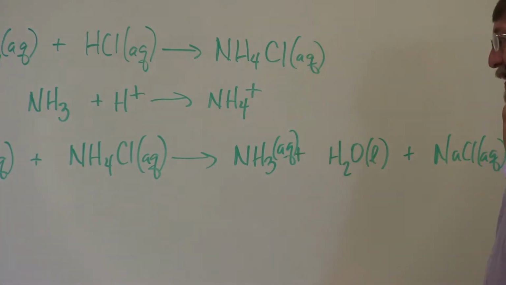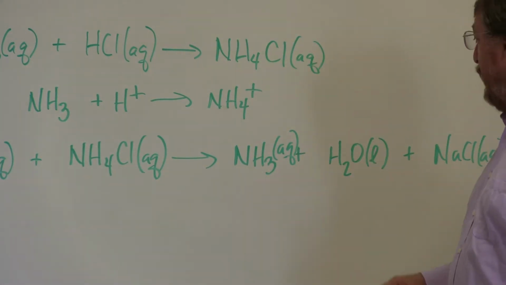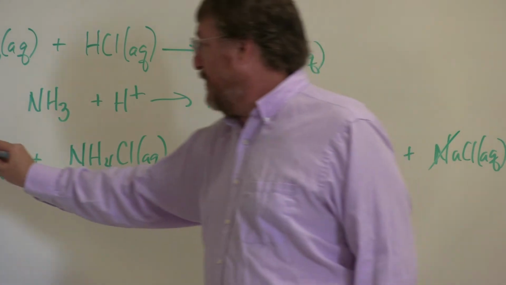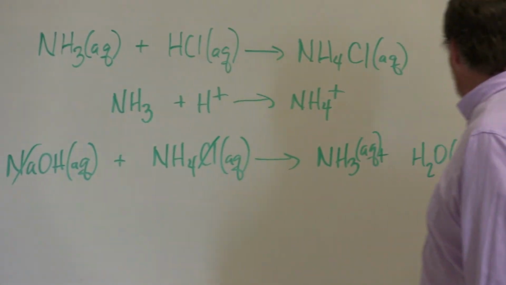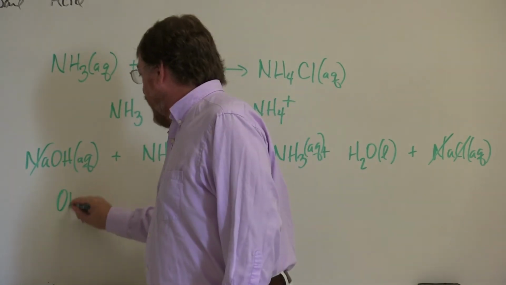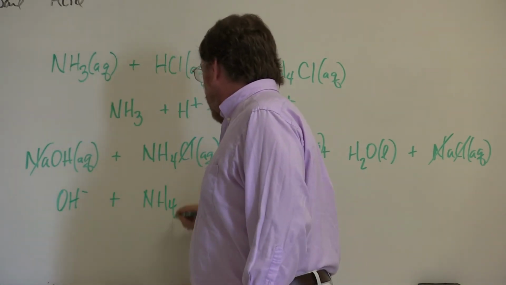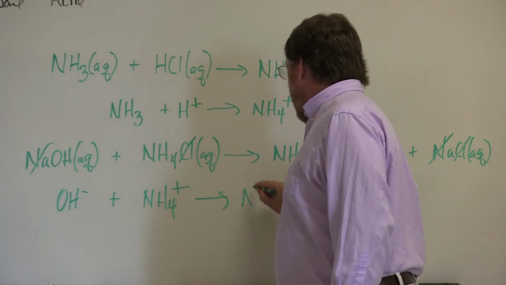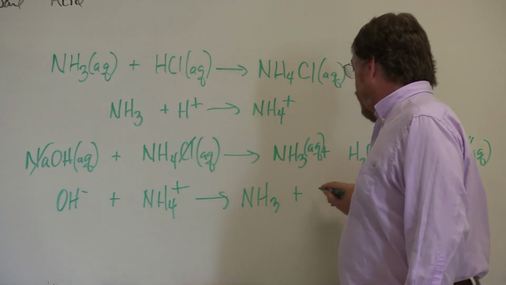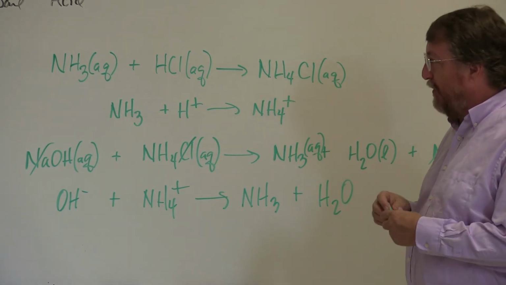Now you look at this, you can say, okay, clearly the sodium and the chloride are my spectator ions, because these are all strong electrolytes. So I'm going to have hydroxide reacting with ammonium ion, producing ammonia plus water. And that is the reaction of that component of the buffer.